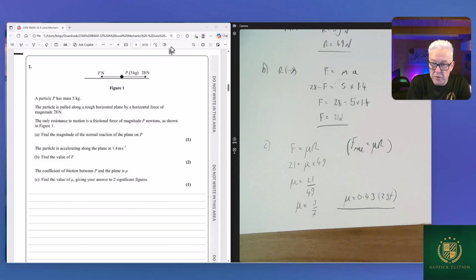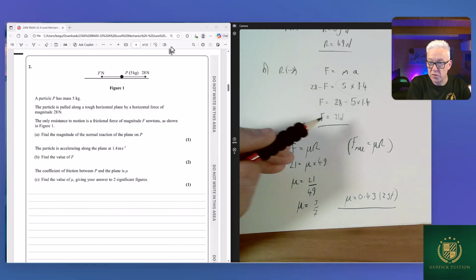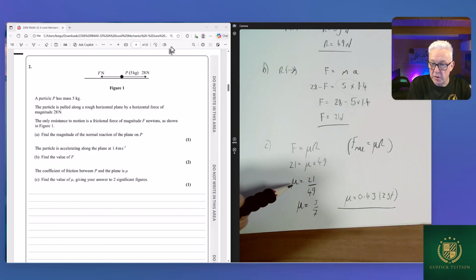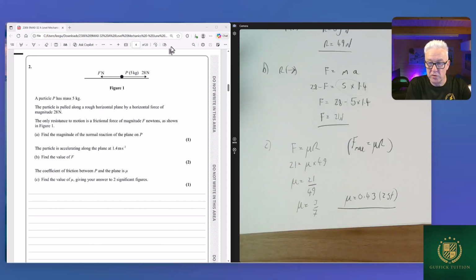So therefore, F equals mu R. Our frictional force we found was 21, our R we found was 49. So rearranging the equation, mu is 21 divided by 49, which is 3/7, and as a decimal to two significant figures, that is 0.43. So there we go.